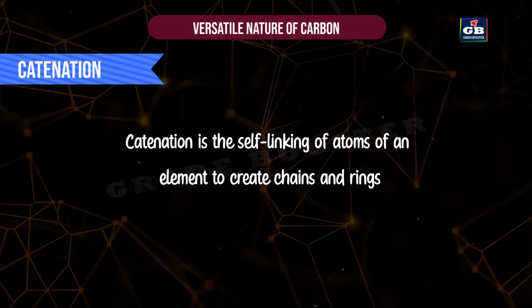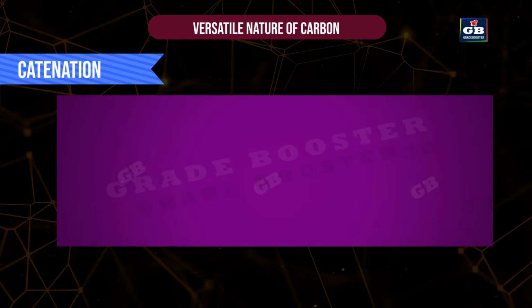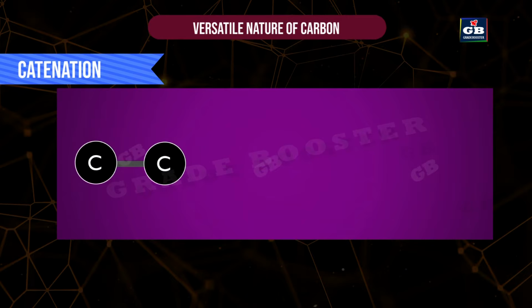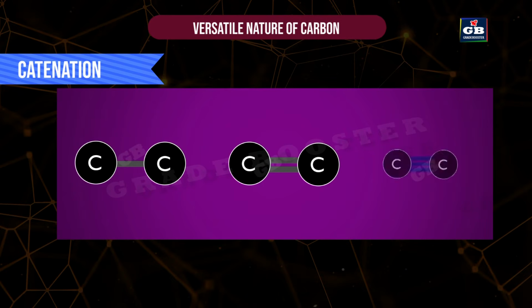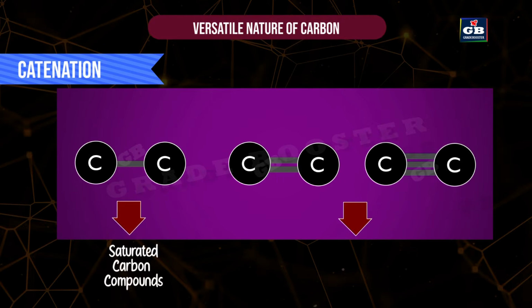Due to this property, carbon forms large molecules in the form of long linear chains, branched chains and ringed chains. In addition, carbon atoms may be linked by single, double, and triple bonds. Carbon compounds with single bonds are saturated carbon compounds. Carbon compounds with double and triple bonds are called unsaturated carbon compounds.